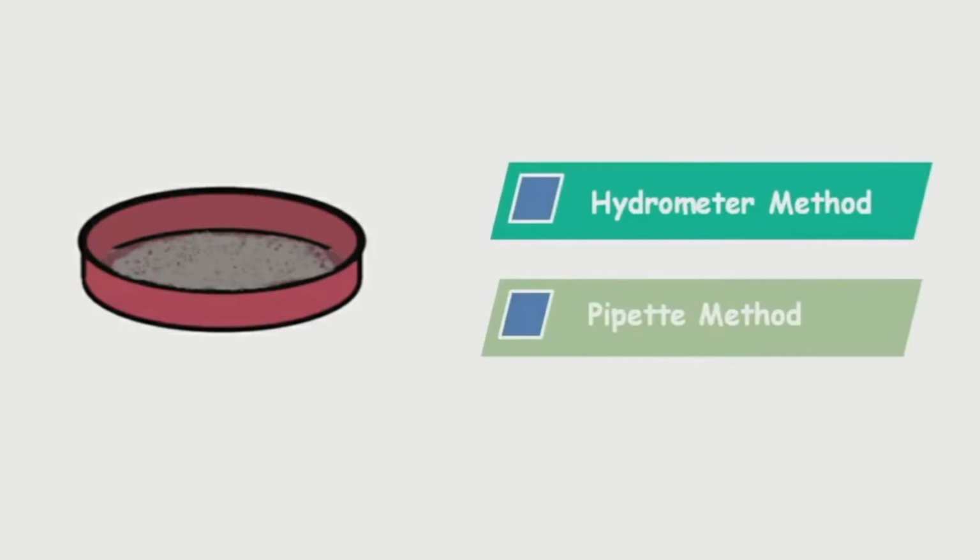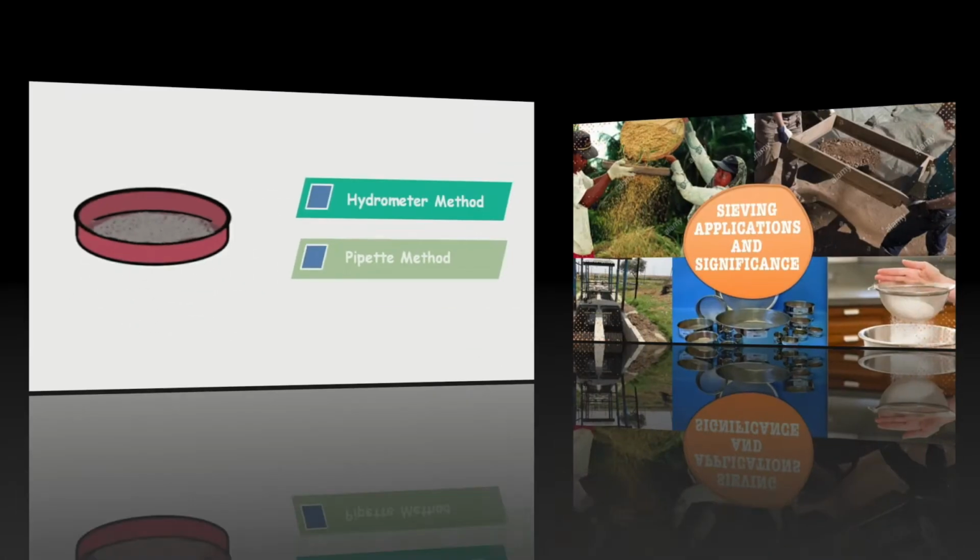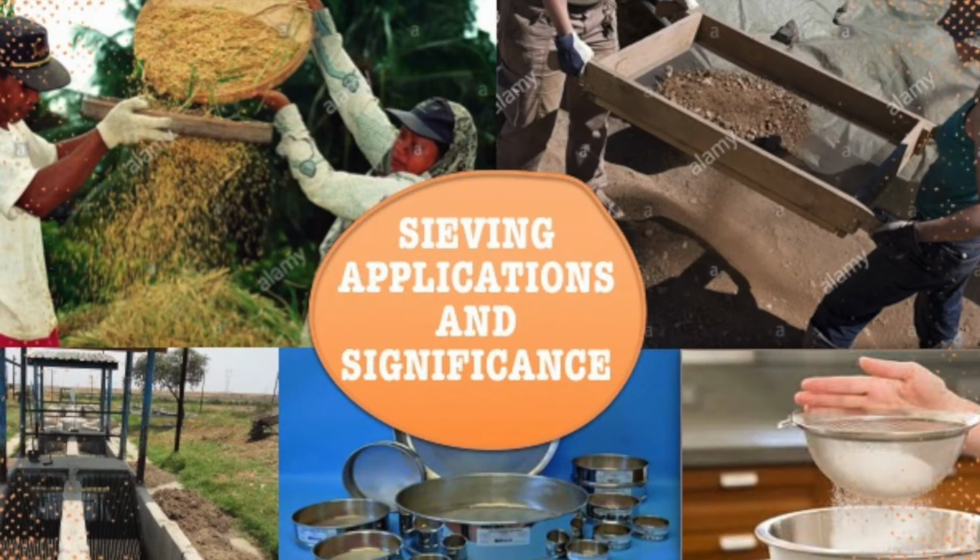Now, all I have discussed was the basics of sieve analysis. This will be further discussed based on the laboratory experiment in a while. Now, this time, we will go to the sieving applications and its significance. So what actually is sieving in our daily life? Before we proceed, let's try to discuss the applications and significance of sieving.